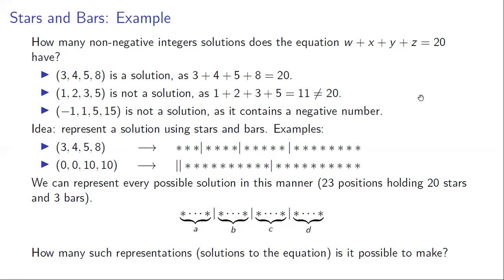So the question is, how many such representations, in other words, how many solutions to the equation is it possible to make? Because a representation is just a way of representing a solution. So if we count the number of representations, that means we're counting the number of solutions. So the answer is, well, we have 23 positions, and we need to choose 3 of them to be bars. So that's 23 choose 3. We don't care about the order of the bars, so it's 23 choose 3, which comes out to be 1,771. Or we could also look at it the other way. We can say we have 23 positions, and we need to choose 20 of them to be stars. So that's 23 choose 20. Either way, it comes out to be the same.